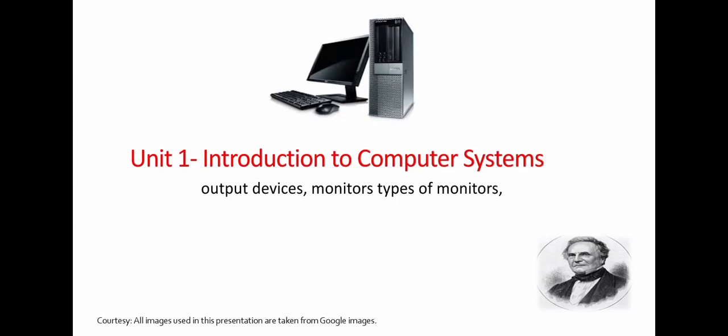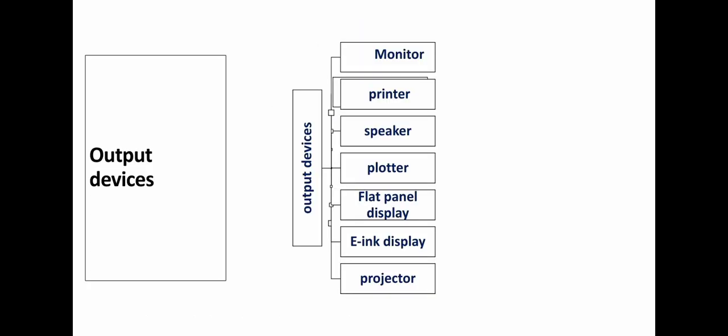Unit 1 Introduction to Computer Systems. In this unit, we are going to see different types of output devices and the different types of monitors. Output devices are monitor, printer, speaker, plotter, flat panel display, electronic ink display, and projectors.